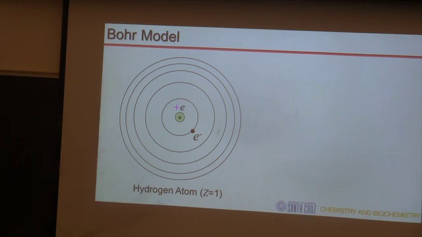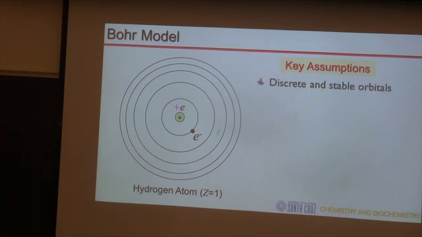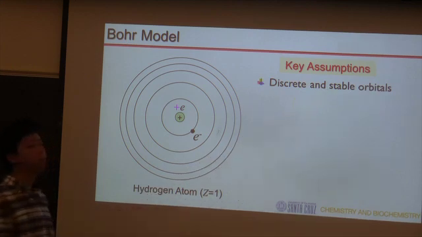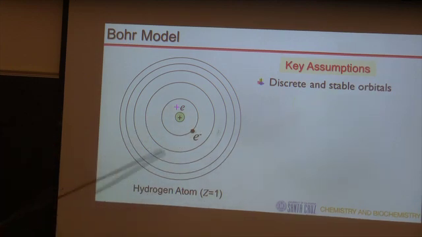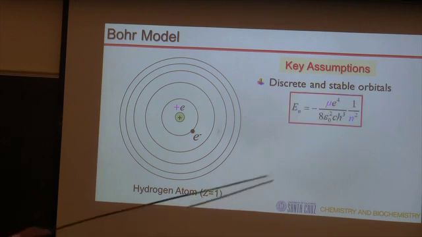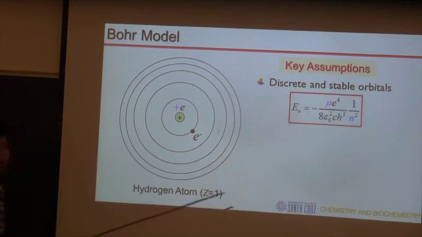Based on this model, it contains some key assumptions, which is the key part of Bohr's model. The first assumption is we have discrete and stable orbitals for electrons to move. As you can see, I labeled 1, 2, 3, 4. Those are stable electron orbitals. And we can also calculate the energy of each orbital using this equation.